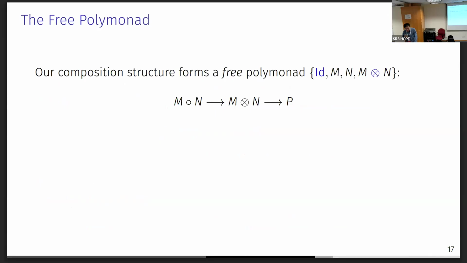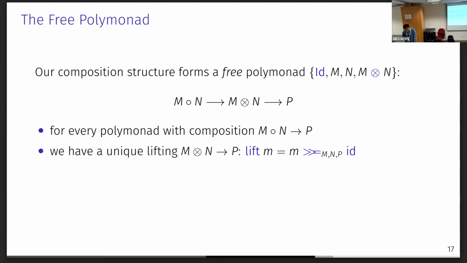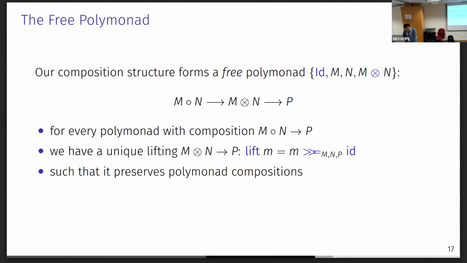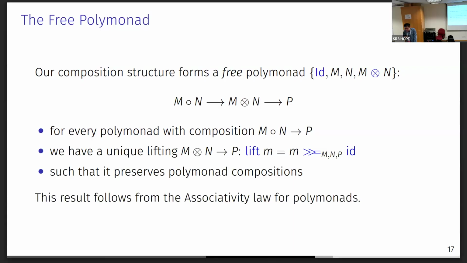It turns out that the composition we just defined actually forms a free polymonad. It has this collection of functors: the identity, the two monads M and N, and the composition M composed with N. By being free, it means for every polymonad with a composition which can compose M and N into a P, we have a unique lifting from our composition to their composition P. And this lifting is just by binding with ID, just like for usual monads, you can define join in terms of bind with ID. The property for this lifting is that it preserves the polymonad compositions, so it preserves all the composition structures. And this result follows from the associativity law for polymonads.